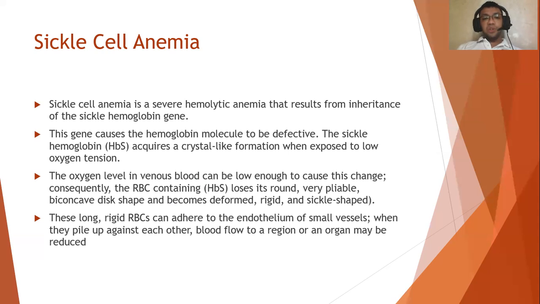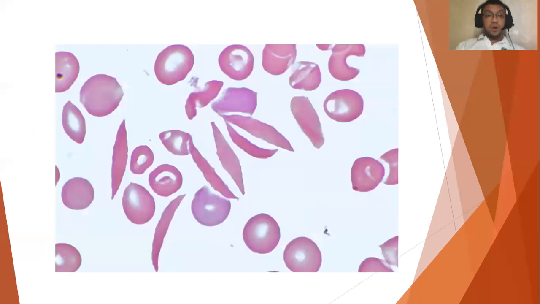So these long, rigid RBCs can adhere to the endothelium of small vessels, most especially the capillaries, when they pile up against each other, and blood flow to a region or an organ may be reduced. So they are going to pile up within each other, block or occlude that blood vessel that's involved and restrict blood flow towards a tissue or an organ.